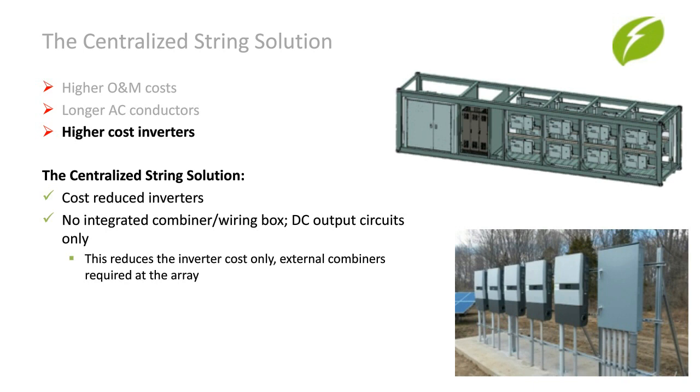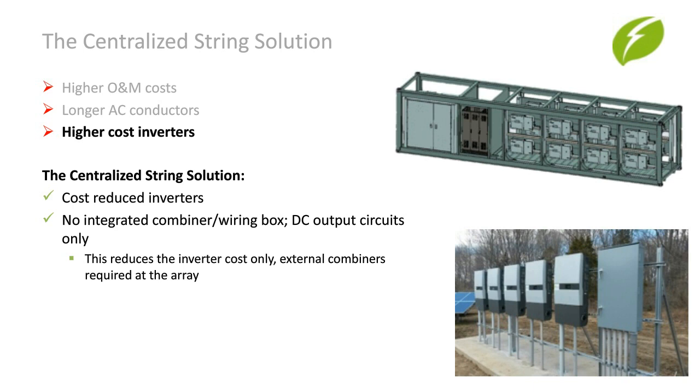The cost. Centralized versions of string inverters will be the lowest cost among string inverters because they do not include the DC combiner or wire box. This cost can be somewhere around $300 to $500 per inverter, but this isn't necessarily lowering your system cost. Remember, you still need external DC combiners with this type of architecture.